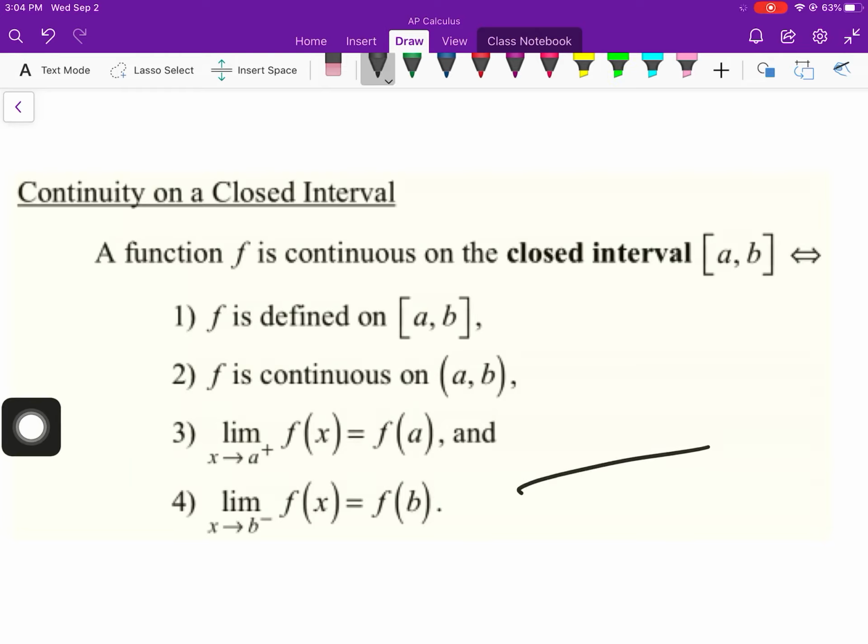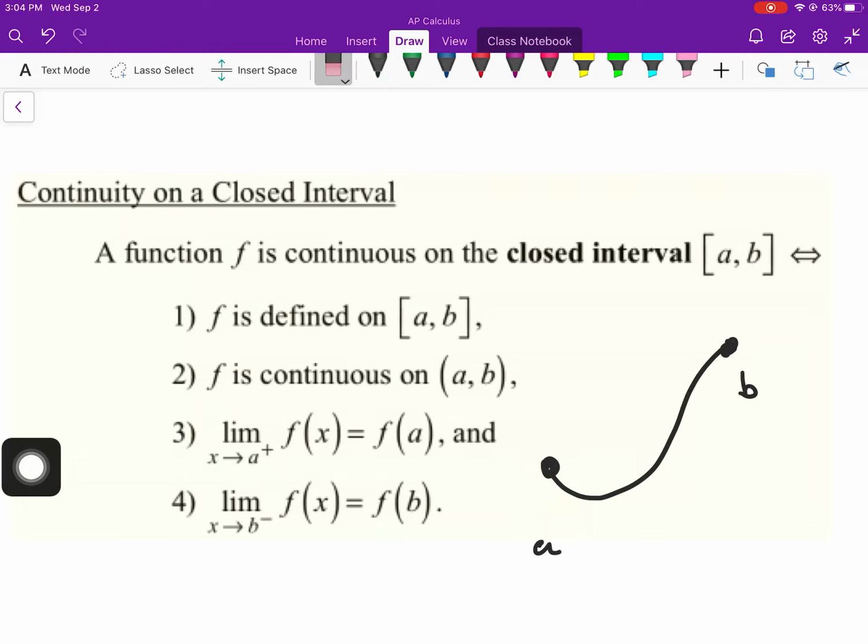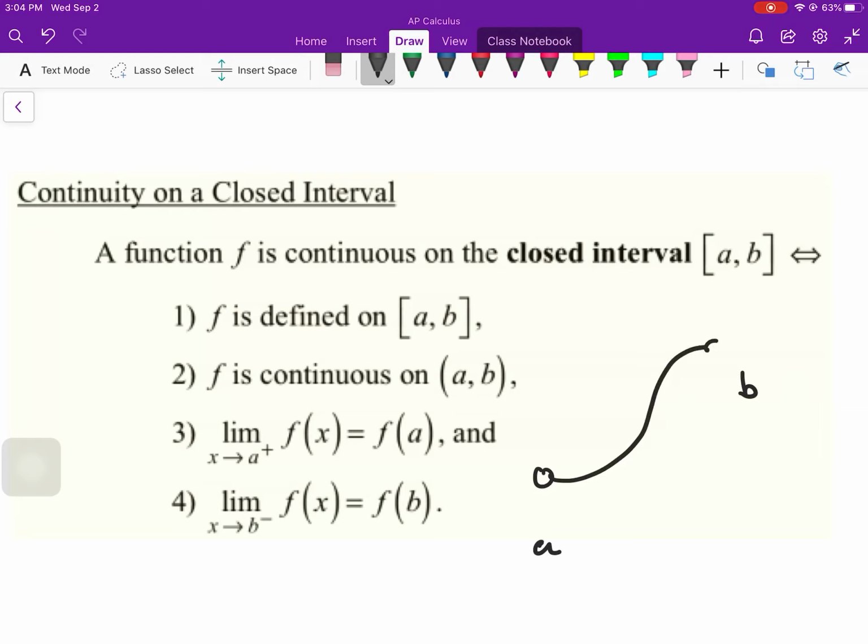So think about this. Let's just say here's our interval, and here's a. f has to be defined on that interval. If we have a closed interval like this, from a to b, as x values, we don't want to have an open point there. We don't want to have one of these open like this. That would not be good. It has to be defined on all points. If it's not defined there, that's not good.